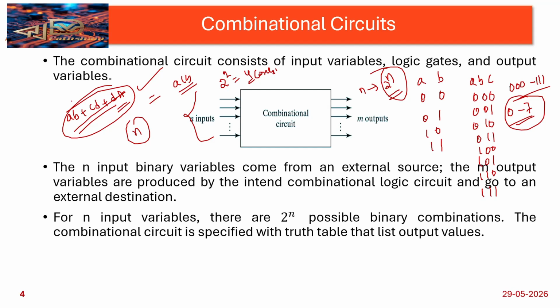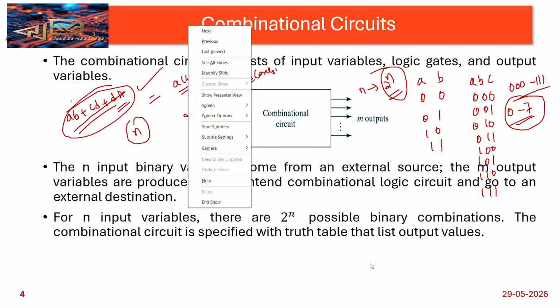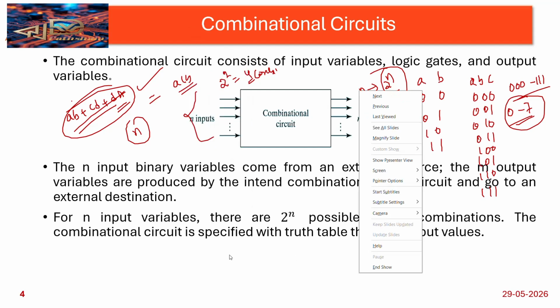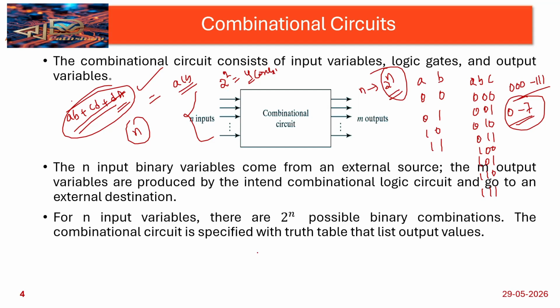Because of that, with n number of inputs I take 2 power n combinations of inputs. Those 2 power n combinations we will call a truth table. Based on the truth table only we will get the different outputs. We need to write the truth table for the half adder, full adder, half subtractor, full subtractor, all these things.